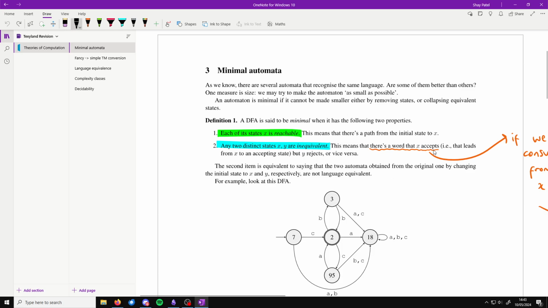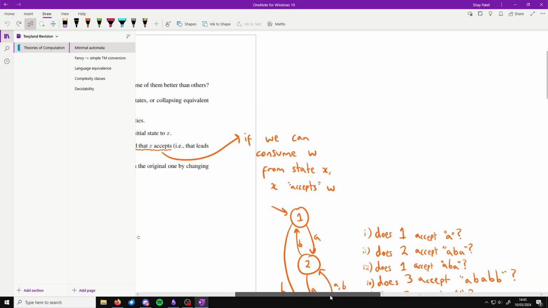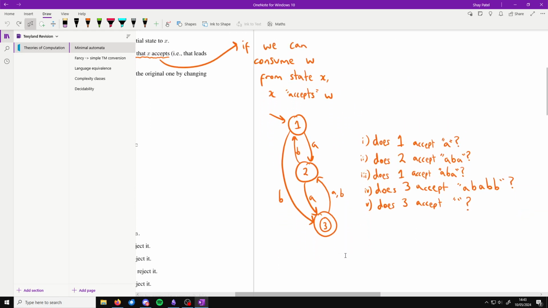I just want to explain this definition in more detail because I don't think we covered it a lot. Usually we talk about a DFA accepting a word, but when we talk about a state accepting a word, that just means that if we read that word starting from that state as the initial state, we end up on an accept state.